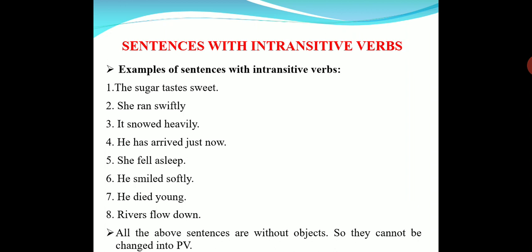Transitive verbs are those which take an object in the sentence. An intransitive verb is one which doesn't take an object. Without an object also it can be a sentence. She ran swiftly. It is a full sentence. There is no object, so such sentences we can't change into passive. If the sentence has an object, then only we can change it into passive.